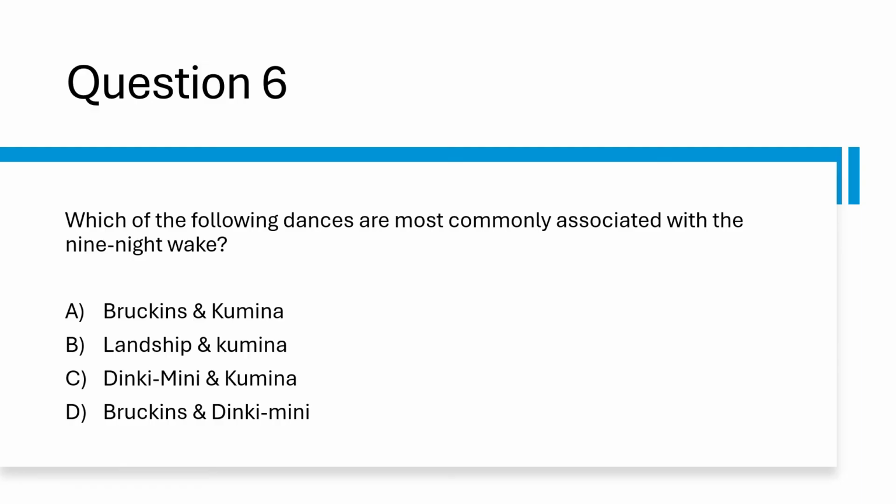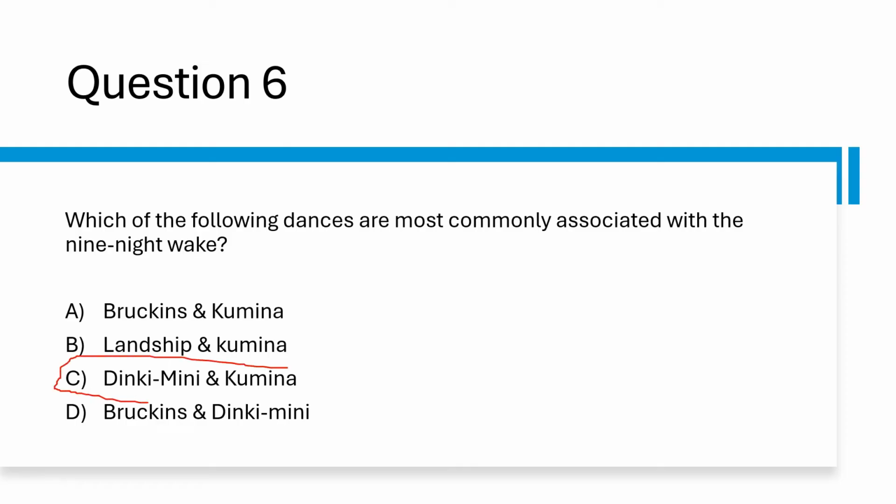C, we have Dinkimini and we have Kumina. We already identified D as Brockings and Dinkimini, and we've already identified that Brockings is not the answer. So in any of the options where we see Brockings, we can remove it. It means we can take out A and D because those would not be the responses. But we are also establishing that Landship has nothing to do with death. So we can also remove B, which would leave us with option C, with Dinkimini and Kumina.